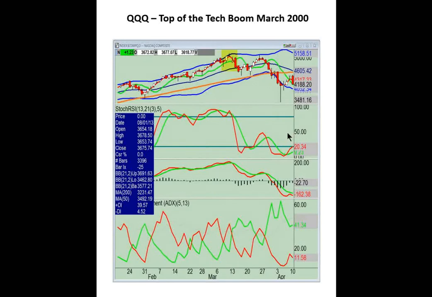What about the Qs when we had the top of the .com? So this was March of 2000. I can't remember what this was. March of, I think it was 2000. Well, of course it is, because it says right there. Right there it is signaling to come down.